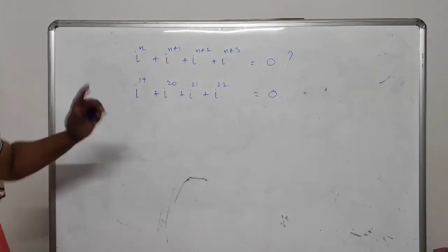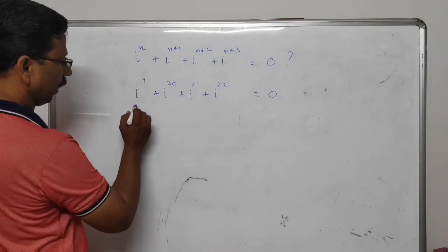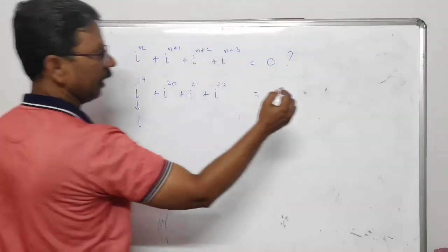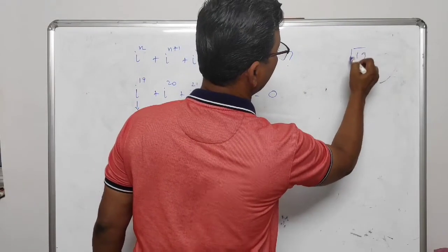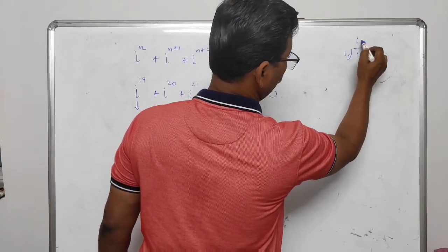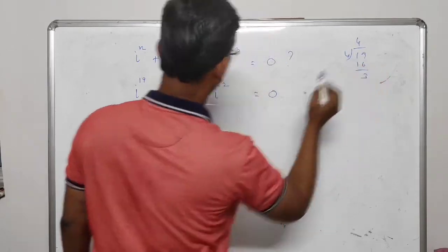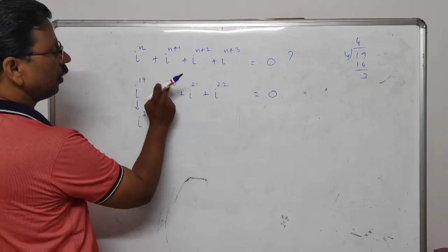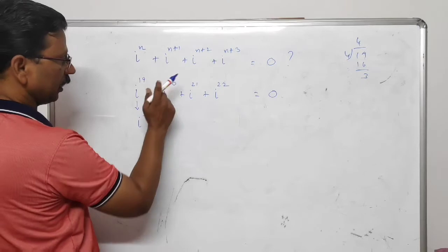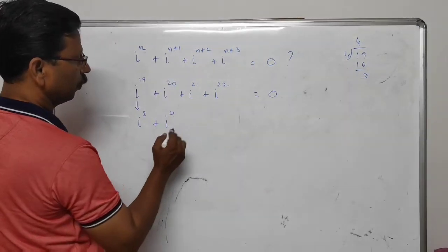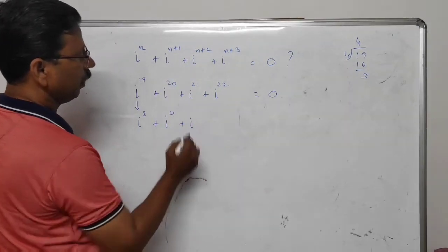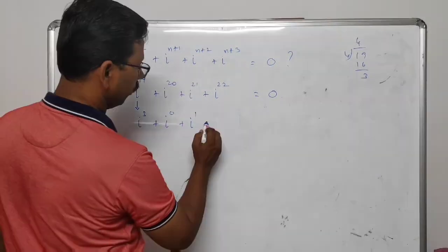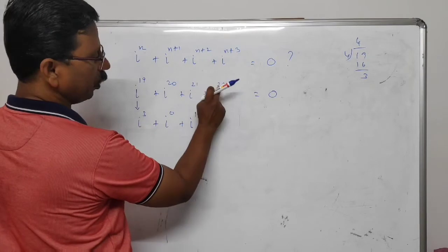See, as I already told, i power 19 you can write as in the previous case. If you divide 19 by 4, then 4 times 4 is 16, the remainder is 3. Therefore, this becomes i cube. Then i power 20: 20 is a multiple of 4, so its remainder is 0. Then plus i power 21: if you divide 21 by 4, the remainder is 1. Then plus i power 22: the remainder is 2, so i square.